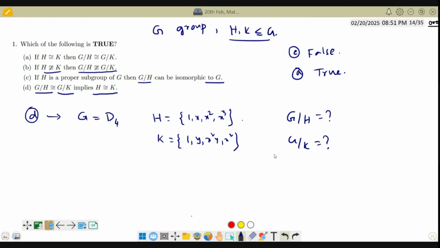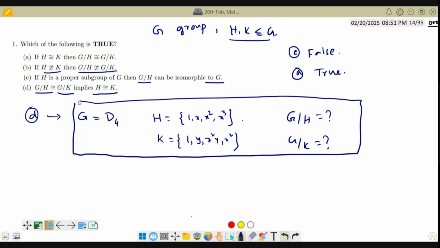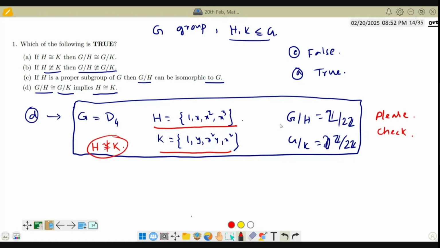Okay. Maybe. But you guys can check. This is one possible example. So this is isomorphic to Z mod 2Z. But please check this thing. For this, you need to check that H is normal in G, K is normal in G, and you need to check that H is not isomorphic to K. That thing you need to check, and all those things are fine.